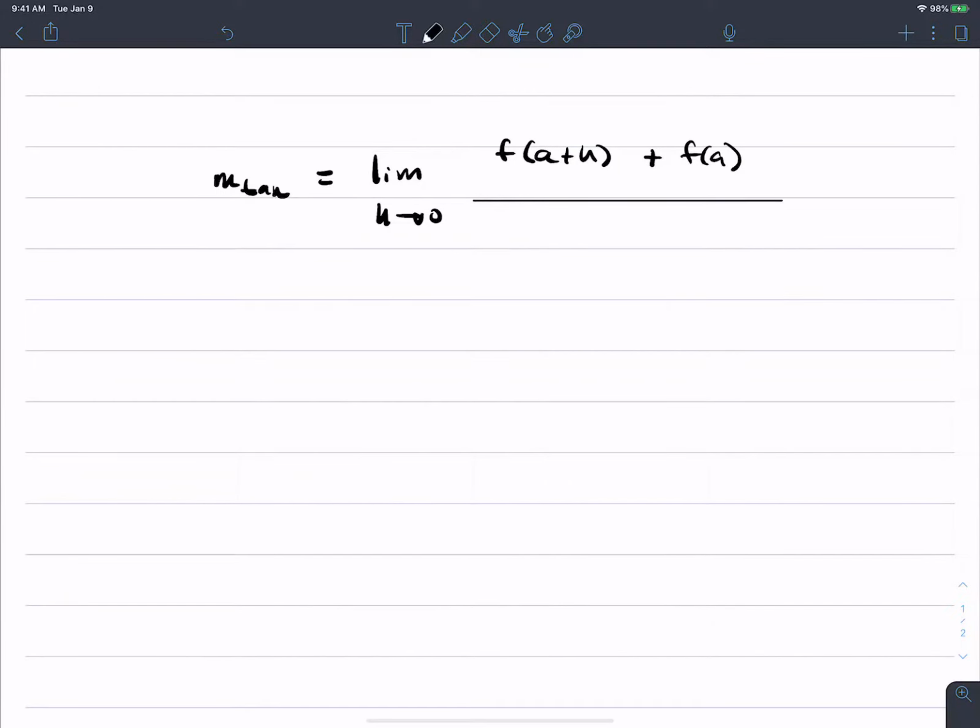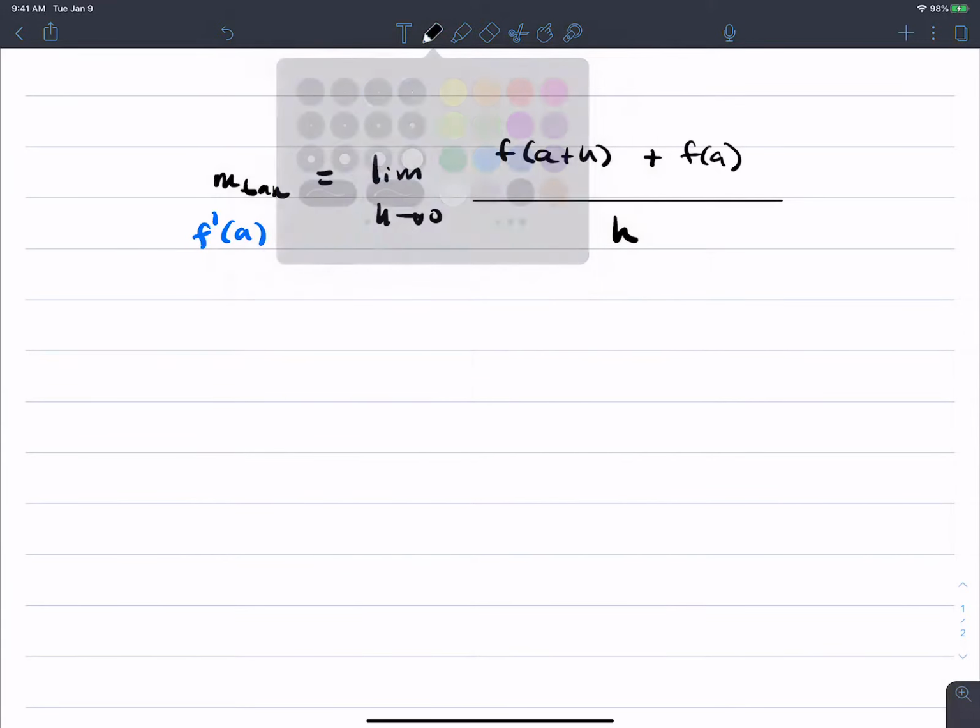Okay, we're going to work on some examples here of determining a derivative by definition. So remember, we talked about this. M tangent is the limit as h goes to 0 of f of a plus h minus f of a, divided by h. But what we're saying here is that was f prime at a. So we're going to use this.